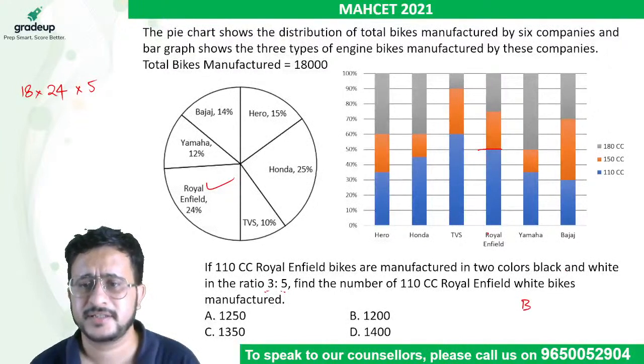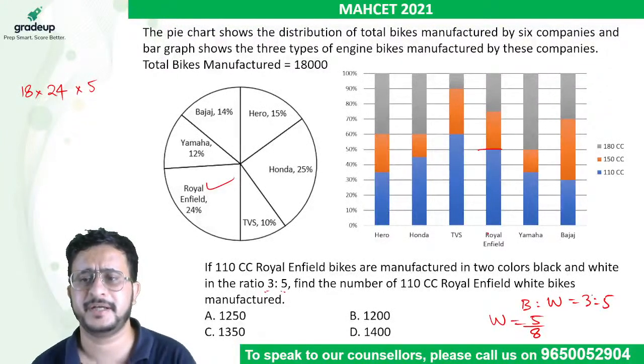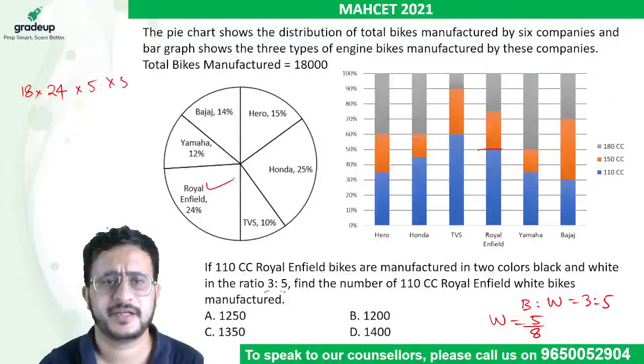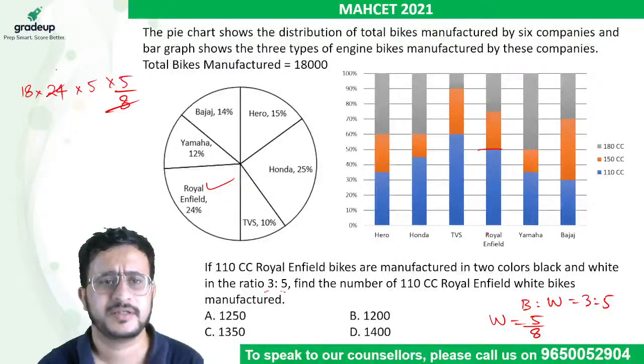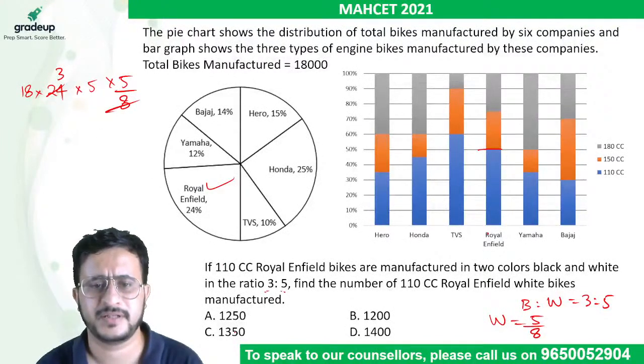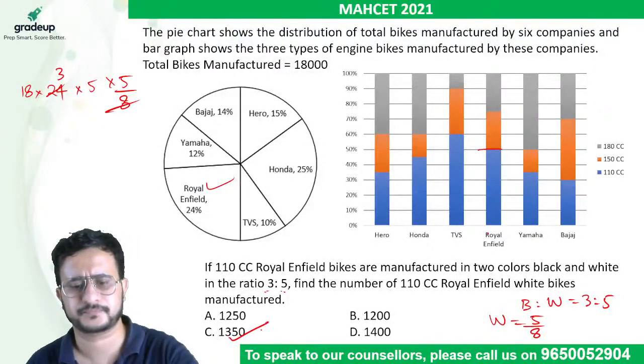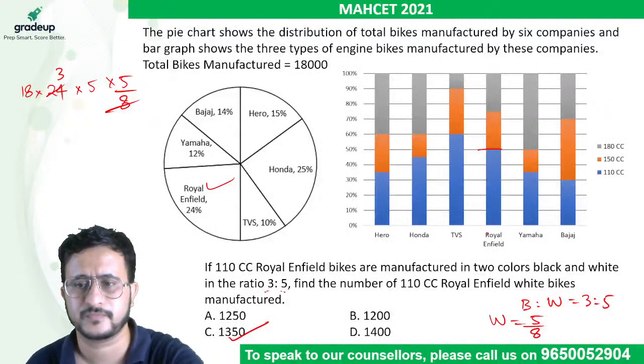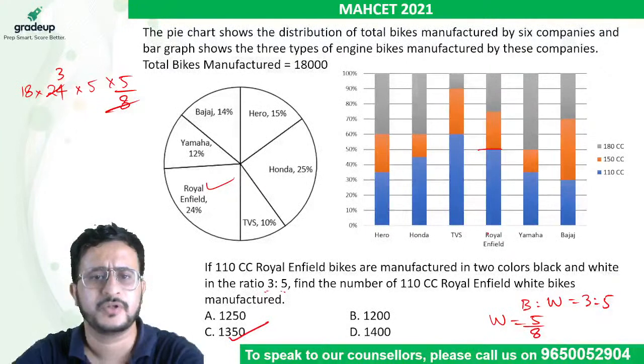Black and white is 3:5. So you have to find white. So white will be 5 by 8 because 5 parts out of 8. So do this simple calculation, right? So 3 times 5, 5, 25, right? 25 into 3, 75, 75 into 18, right? You will get 1350. Okay, that is 1350. All right.